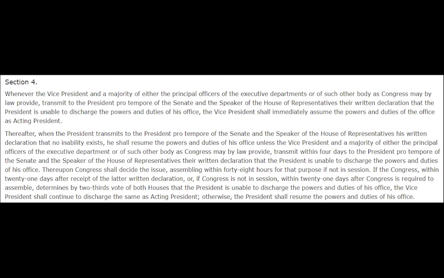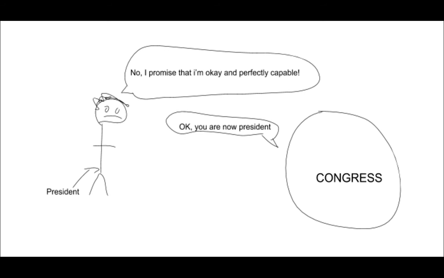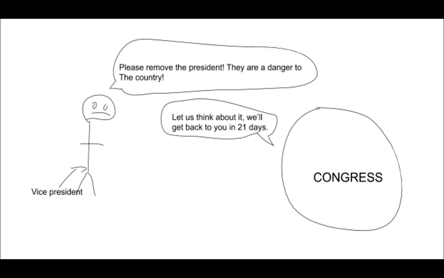The 4th section of this amendment is very long. So here's a brief synopsis. If the Vice President can get a majority of the Cabinet to write a formal declaration to Congress that states that the President is unfit for the job, the Vice President will immediately become the President. The President can then immediately write to Congress with a rebuttal and become President again. If this happens, the Vice President can try to get the President out of office one more time, and Congress then has 21 days to decide if the President should be kicked out of office.